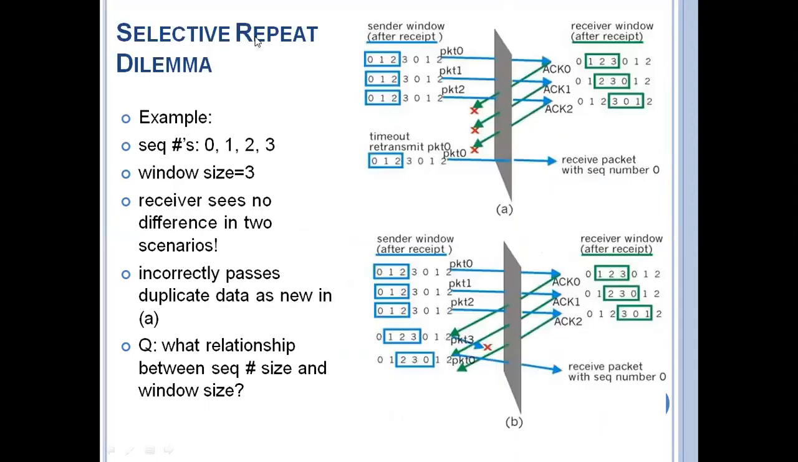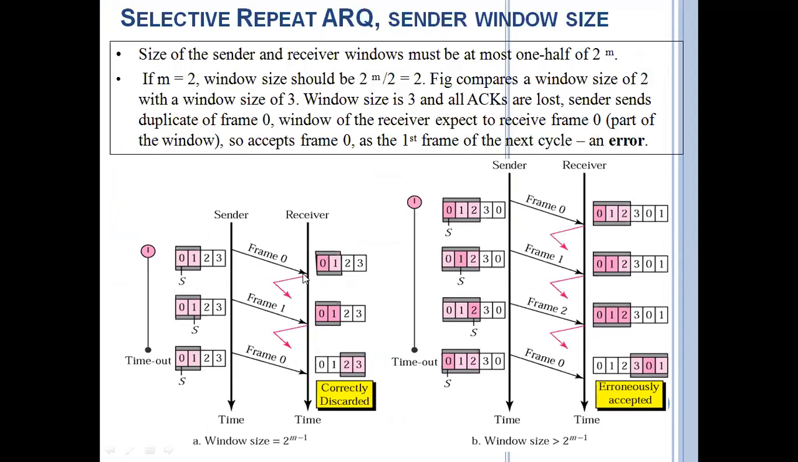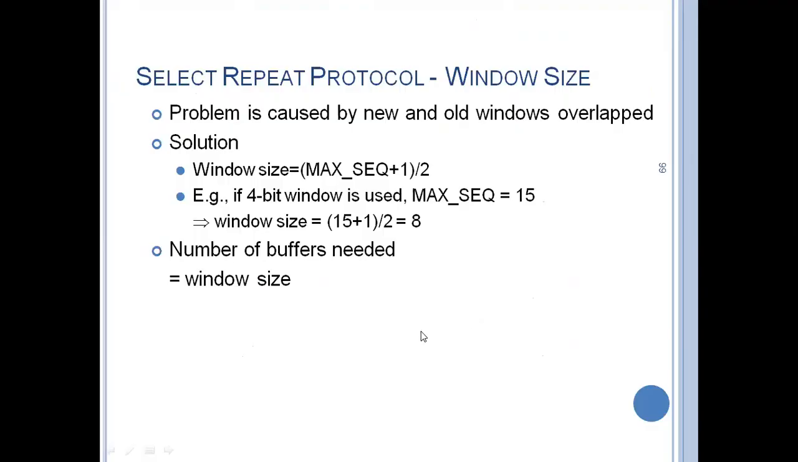And this is the selective repeat. These are the different examples for the selective repeat. Selective repeat ARQ, sender window size, frame 0, frame 1, again frame 0. Window size is 2 power m minus 1, correctly discarded. Essentially accepted. Why? Because it is greater than or equal to 2 power m minus 1. These are the selective repeat protocol window sizes.